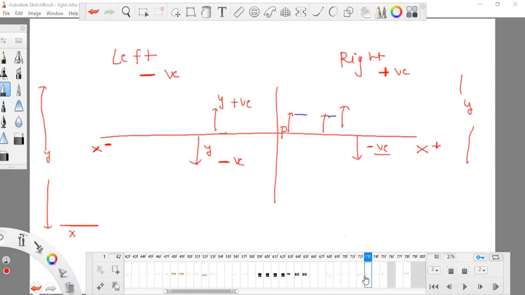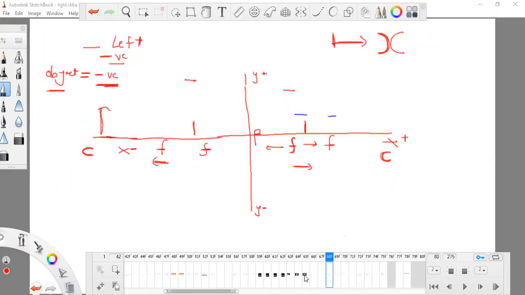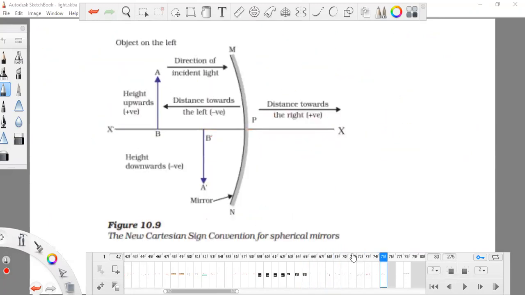Let me tell you about this Cartesian index, which is from our book. This is the Cartesian index, or new Cartesian sign convention. I told you about this right now. This side is negative and this side will be positive, and this is our mirror. This side is considered as left, this is right. And the axis which is vertical is considered as.